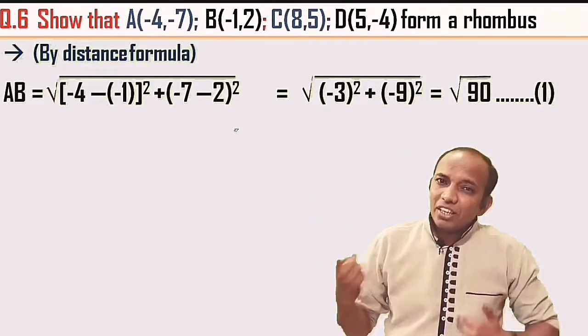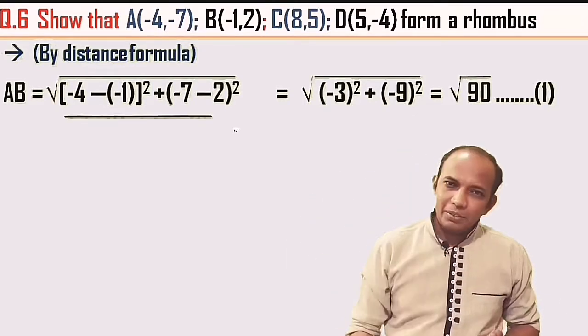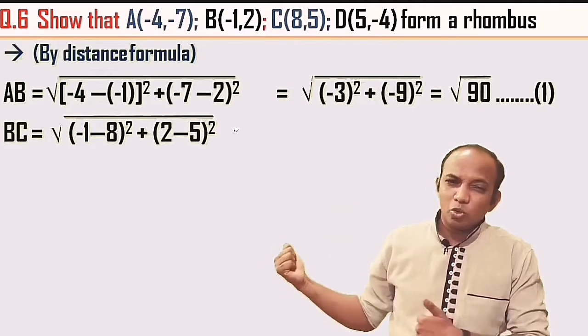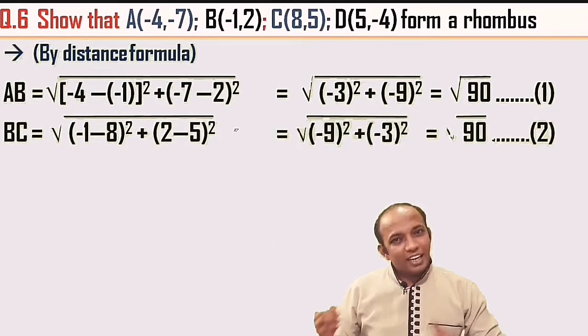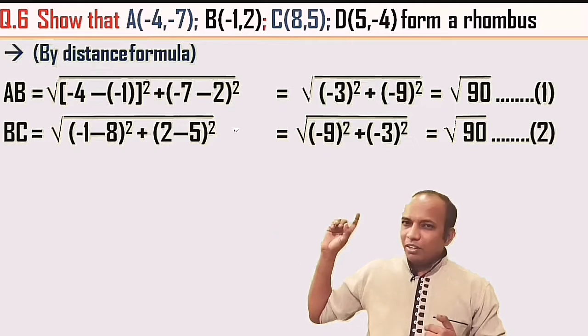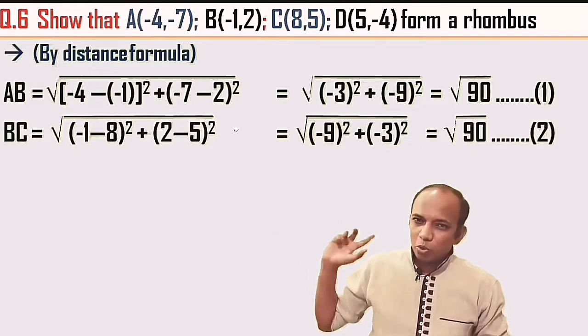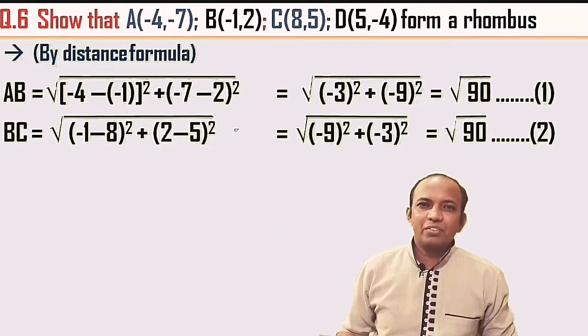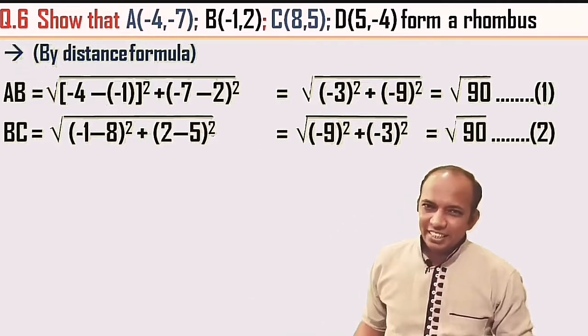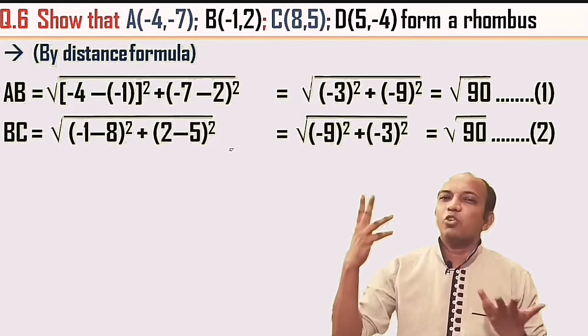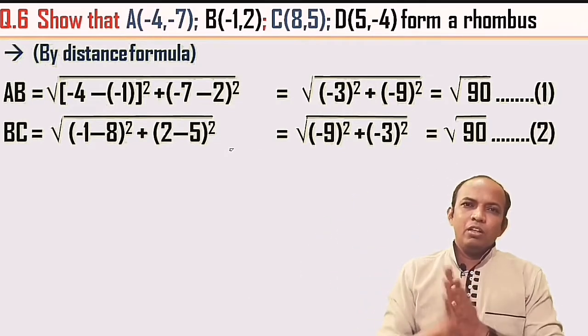In a similar fashion you find the value of BC. The first step is shown on the screen. In the second step, after carrying out the operation, we again get (-9) whole square plus (-3) whole square. What do we get as the answer? The same, 81 plus 9, that results in 90 again. Wow, two sides are equal in measure already.